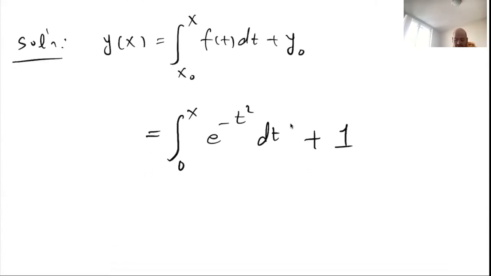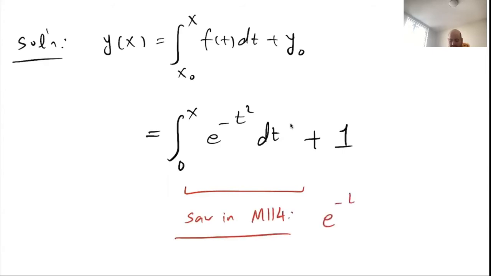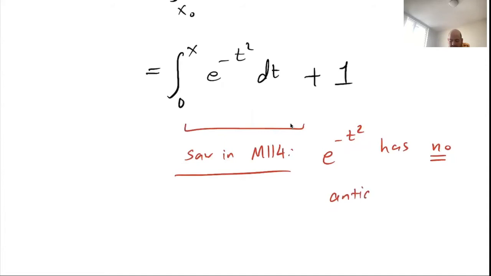And then you could try to find the antiderivative of e to power minus t squared. But from math 114, you know that e to power minus t squared has no antiderivative. So you saw in math 114 that e to power minus t squared has no antiderivative.